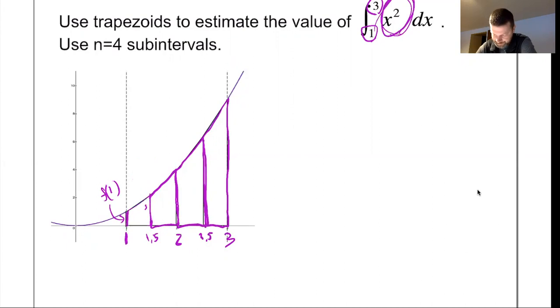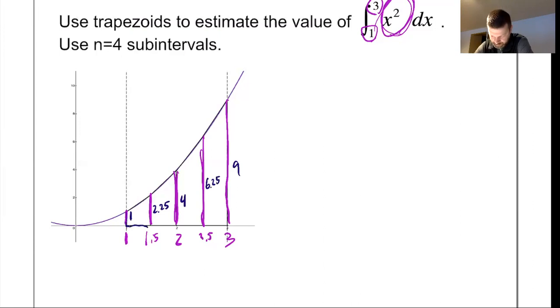So let's actually do this. I think the way I'm going to do it is I'm going to find these heights first. I'm going to use my calculator. I'm going to find how tall each of these heights are by just, again, plugging those values into x squared. All right, so my first trapezoid is going to have an area of 1/2 times the height, which is this distance, 1/2. Base 1 is a height of 1 plus 2.25. That's my first trapezoid plus the second trapezoid.